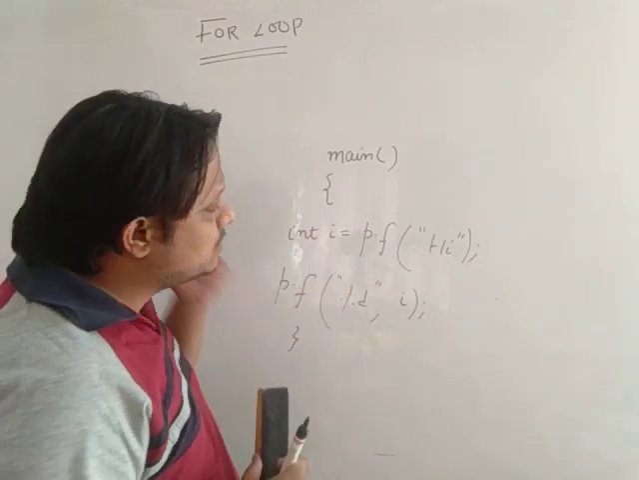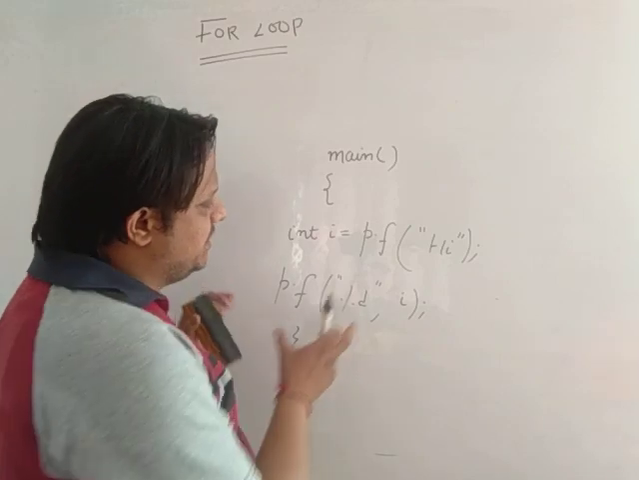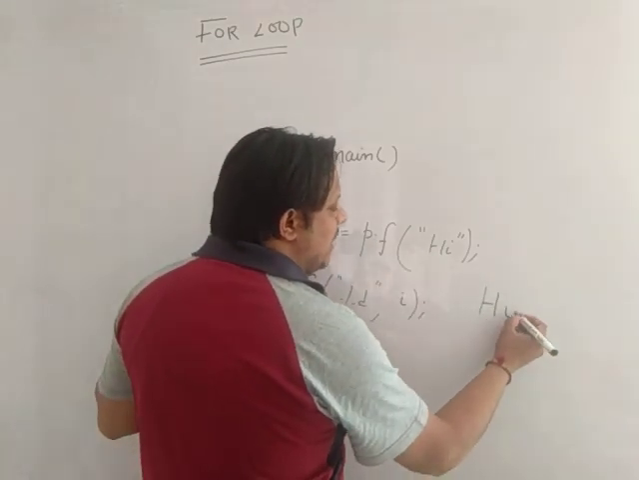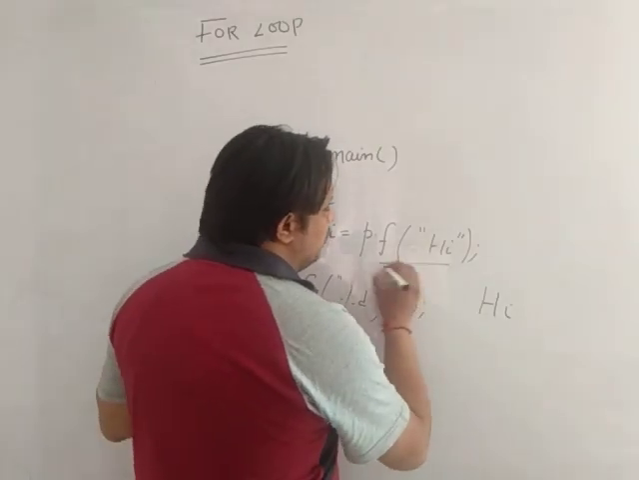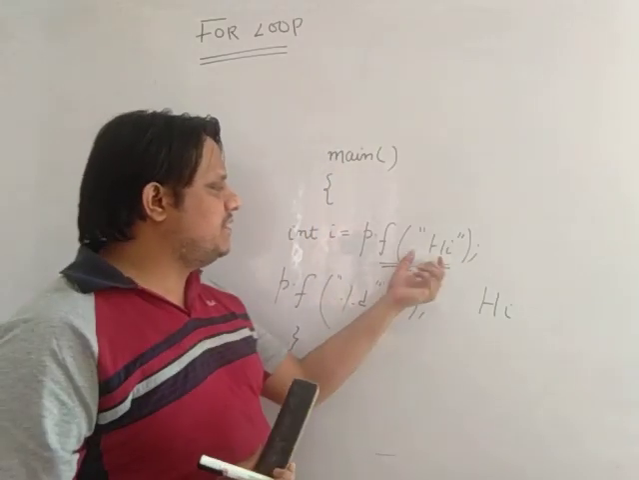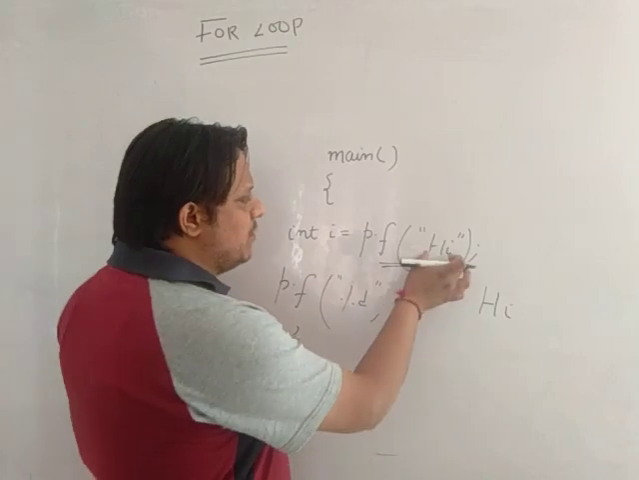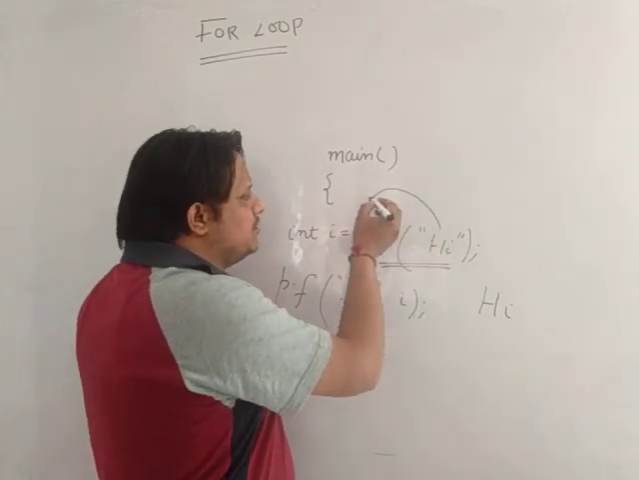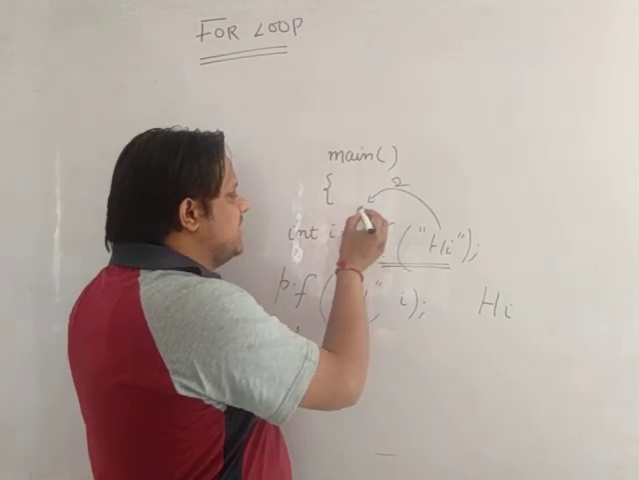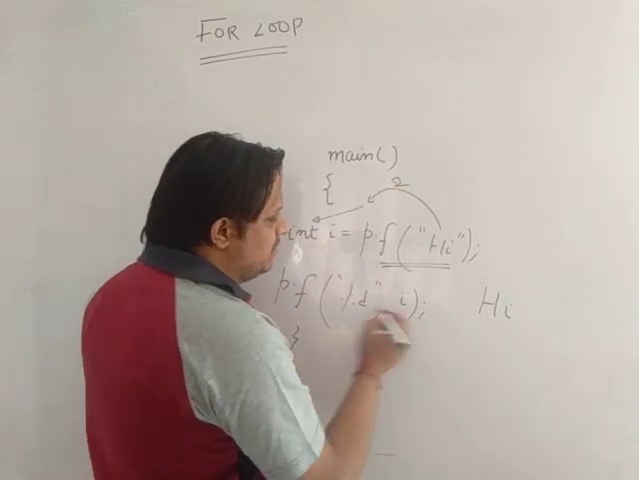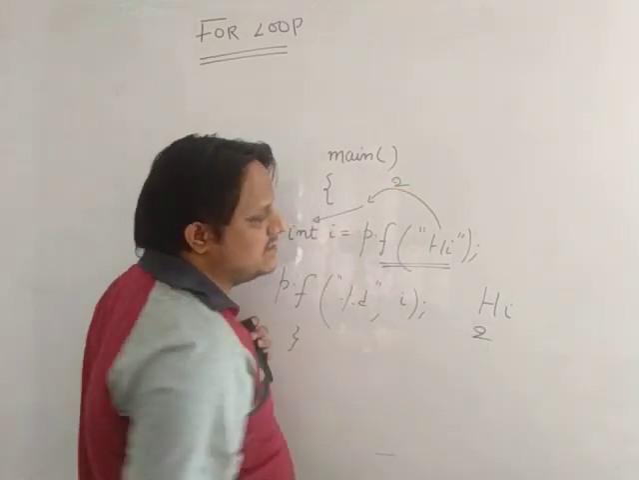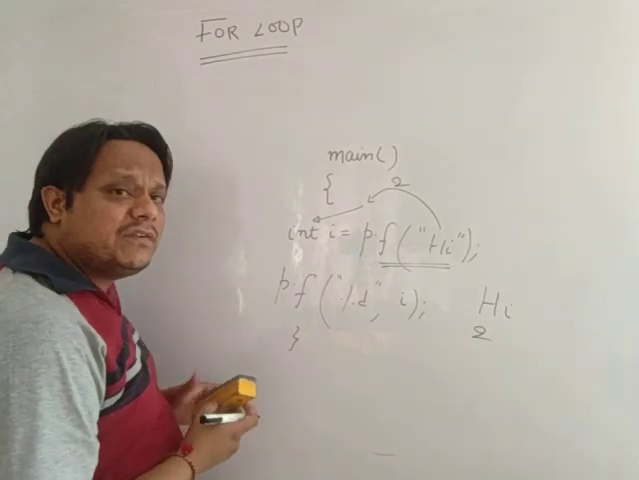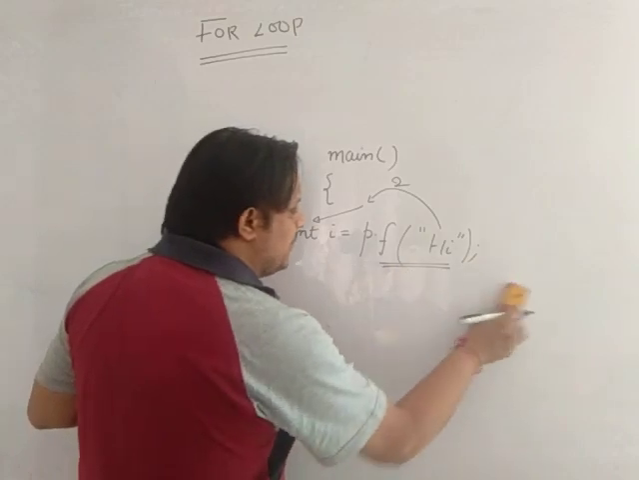So when you write this code, what should be the answer? Firstly, printf prints something, so the first printf prints hi. Then printf returns the number of characters, and the number of characters inside this printf is 2. So internally printf returns 2 and that 2 gets stored in i. Therefore the value of i is 2, so the answer is hi 2. So printf returns the number of characters, right?